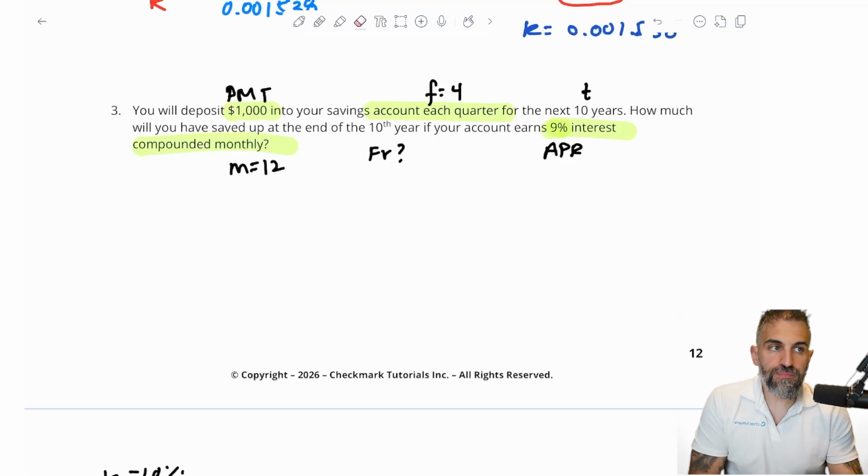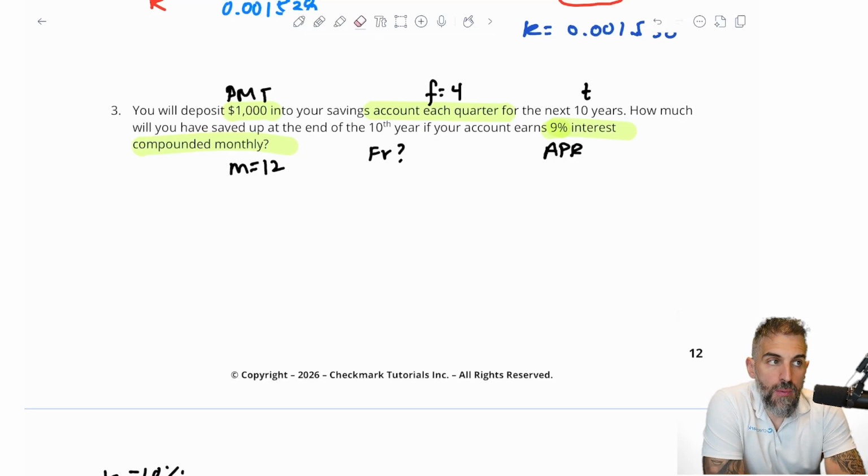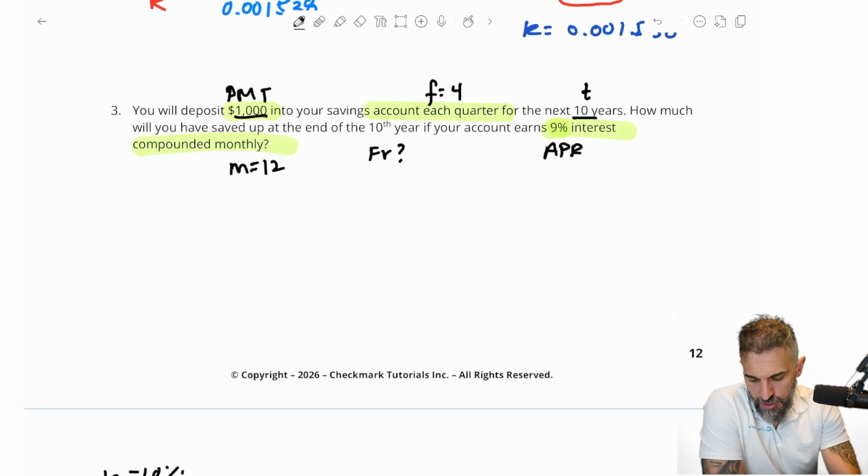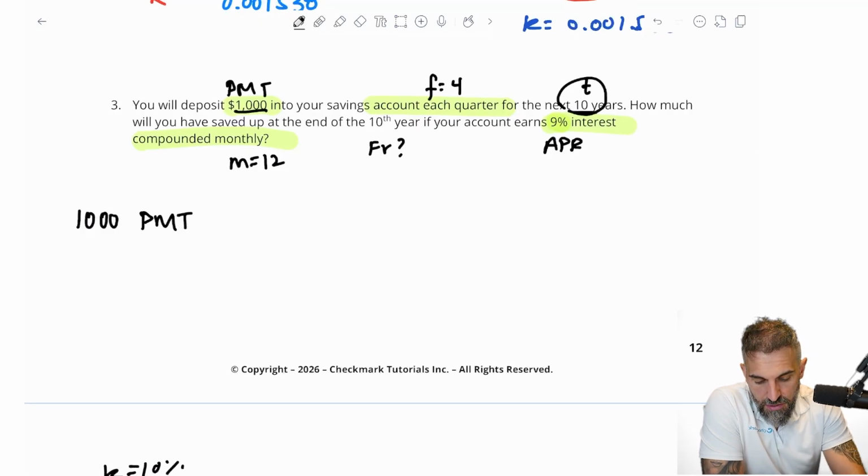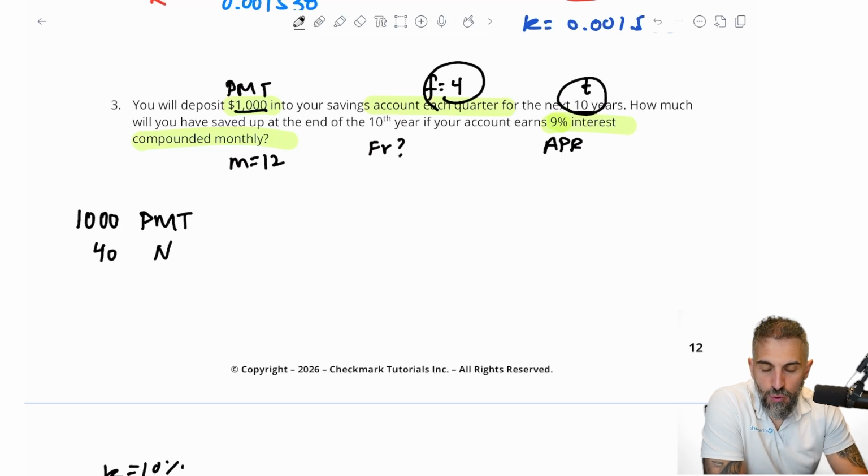Okay, so now we need to figure out what we are dealing with. Your payments are constant and they end after a certain amount of time, which means it's an annuity. And the moment you get to, oh, this is an ordinary annuity or even an annuity due, the financial calculator takes over. So we're going to enter 1,000 as the payment. Our N is 10 years times 4 quarters, so 40 total deposits.